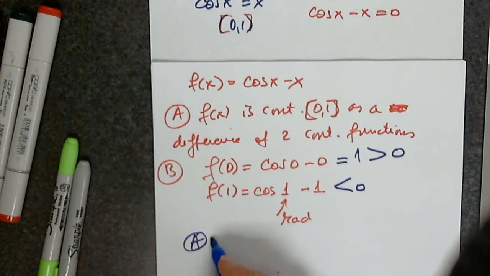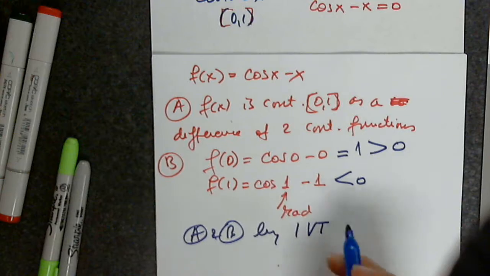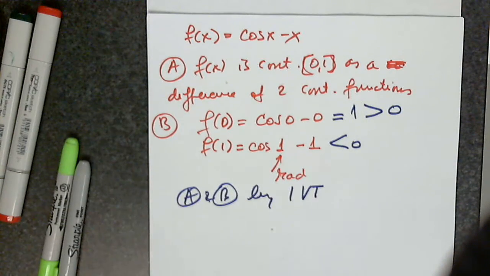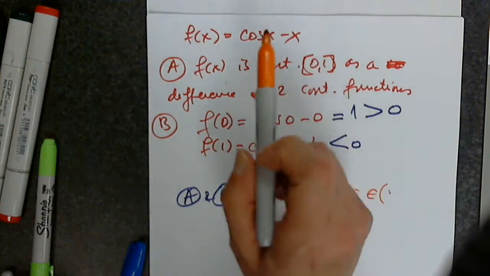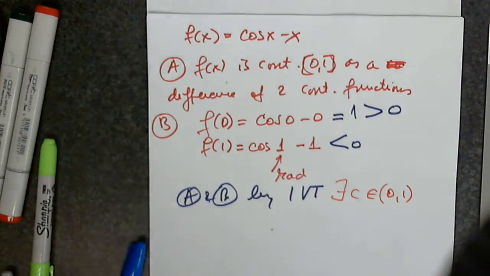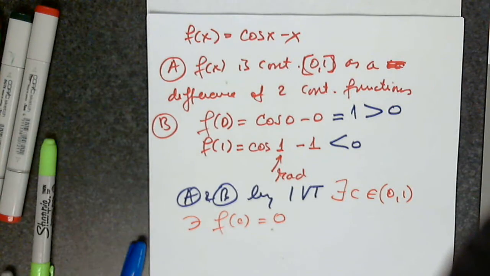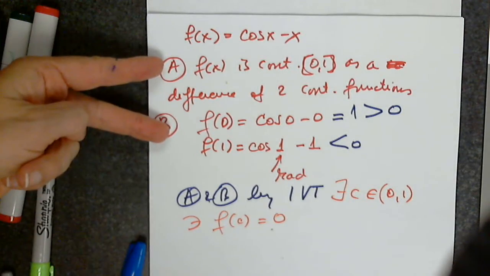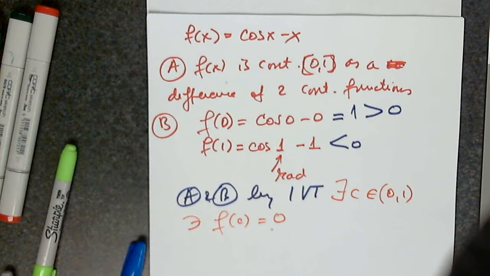What do we conclude from A and B? From part A and part B, by IVT, what do we conclude? Yes. There exists a c in the open interval, so the continuity is on the closed interval, but yes, such that f of c is definitely 0. In plain English, if both conditions are fulfilled, function continuous and changes sign, it's guaranteed by the intermediate value theorem for the equation to have a solution, or the function to have a zero, in the interval 0, 1. Any questions?